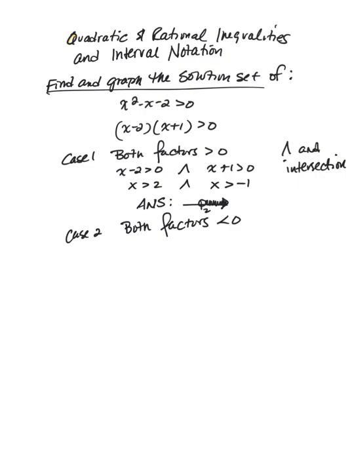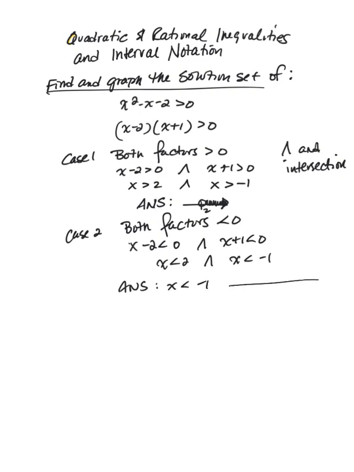Now, if both factors are negative, we have x minus 2 is less than 0, and x plus 1 is less than 0. So we'd have x is less than 2, and x is less than negative 1. So the intersection of this would be x is less than negative 1, which is this graph here.